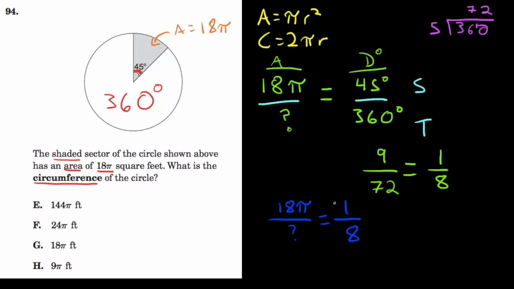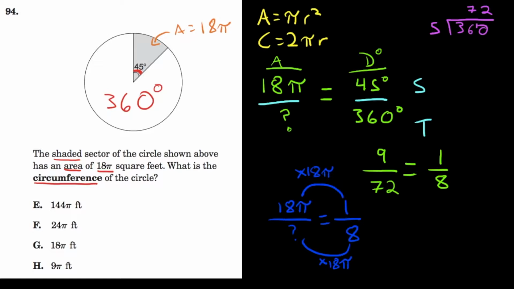Our options here are constant of proportionality. What do we do to 1 to get 18 pi and then do the same thing to 8? Or we can cross multiply. I'm picking the constant of proportionality because this looks pretty simple to me. 1 times what is 18 pi? 1 times 18 pi is 18 pi, right? Which means we're going to have to do 8 times 18 pi. So I'm going to have to do 8 times 18.